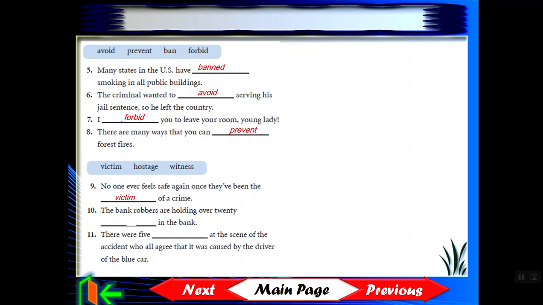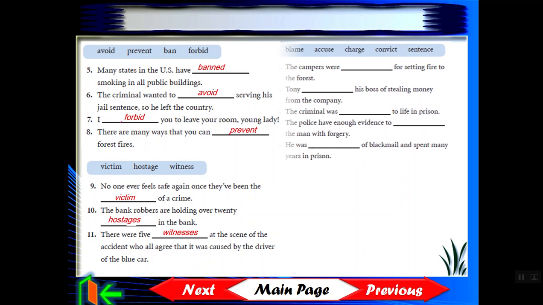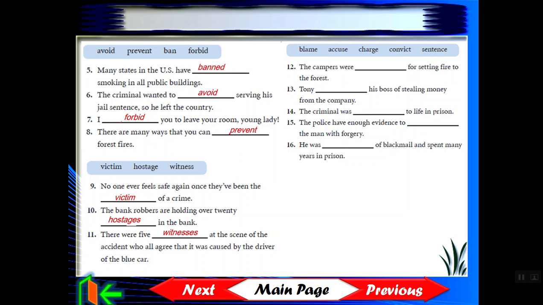Number 10, the bank robbers are holding over 20 hostages. Okay? So they are hostages in the bank, holding hostages, 20 hostages. And there were 5 witnesses at the scene of the accident, مسرح الحادث, the scene, who all agree that it was caused by the driver of the blue car. Let's go to the next. Okay, let's go to the last group of words.